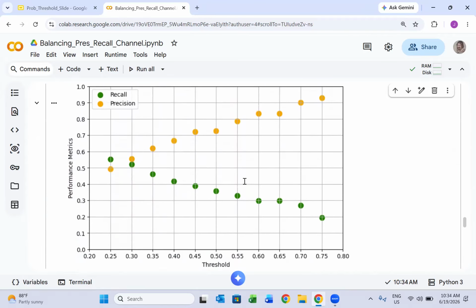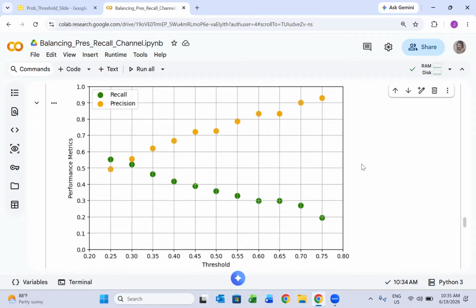And what do we see here, guys? On the x-axis, we see many different thresholds, and on the y-axis, we see the performance metrics: the green dots are the recall, and the orange dots are the precision. The pattern is very clear. As the threshold increases, the recall tanks, so the recall worsens. And as the threshold increases, the precision improves. It goes up. Or the other way around, if you go from right to left, as the threshold decreases, the recall improves, and the precision worsens. So it goes down.